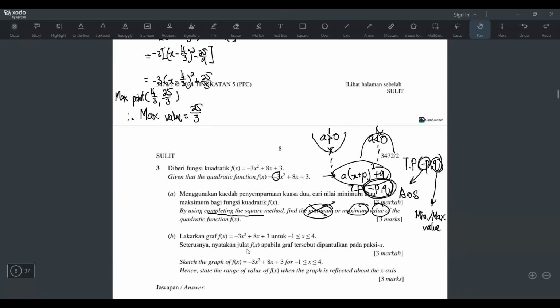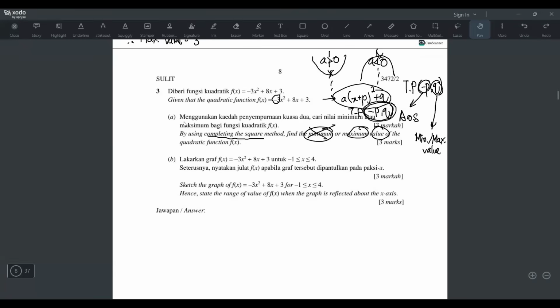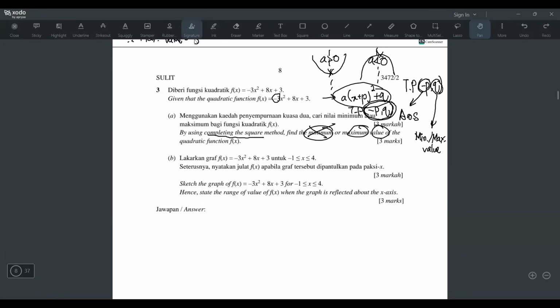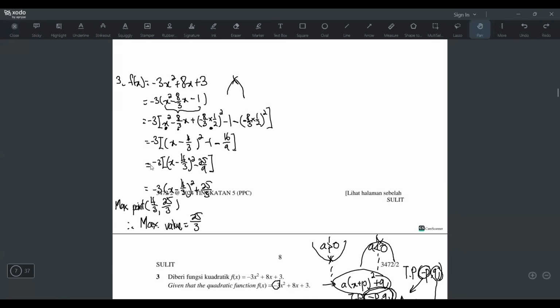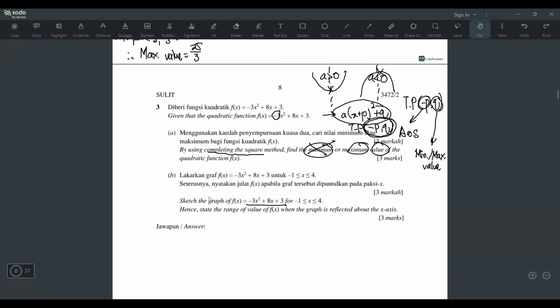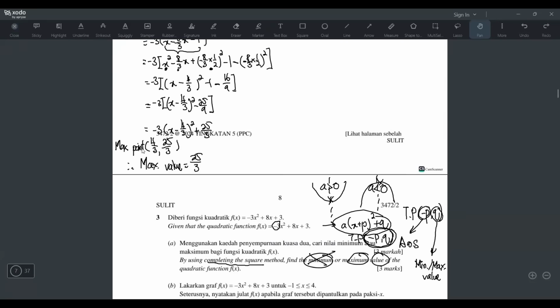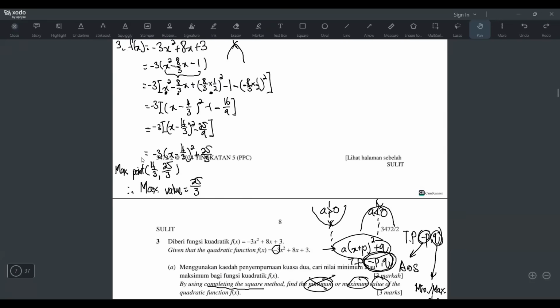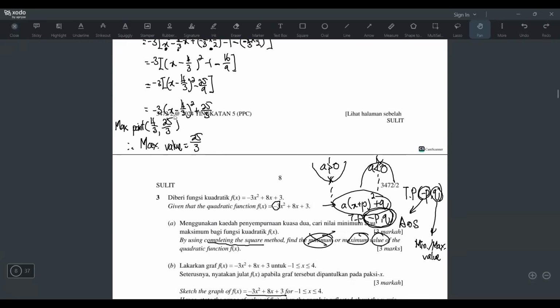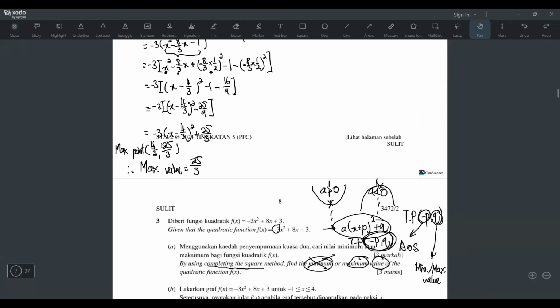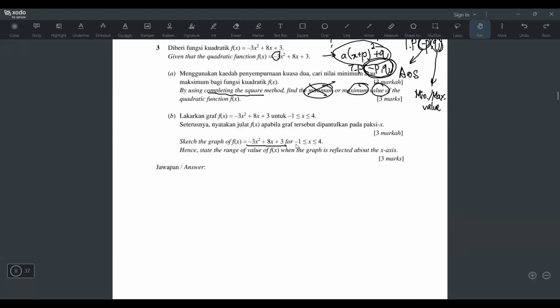Okay, so B, it says sketch the graph of this thing for -1, 4. You can look at this equation. It's the same as the A equation, right? This one is the same as this, right? It's the same thing, right? So we can take advantage because we already have the turning point here, the maximum point, right? And do you know, when you sketch a quadratic, you should always find out the turning point. Yeah, so it's good that we already did it here. So later we don't have to do it because we already know the turning point and we need the turning point when we sketch. Okay, and then they say for -1 until 4, state the range of fx when the graph is reflected about the x-axis.